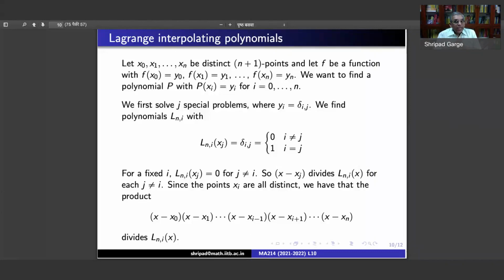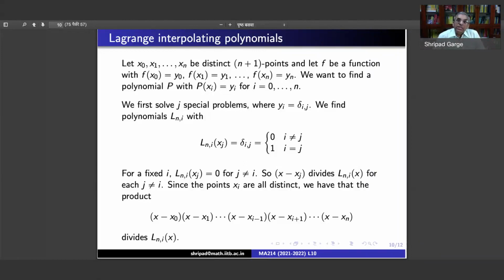Then we are not taking x minus xi, because on xi we want the value to be 1. And then we take the i plus 1 and so on up to n. So this is the polynomial which is now guaranteed to have value 0 on x0, x1, x2 up to xi minus 1, xi plus 1 up to xn.